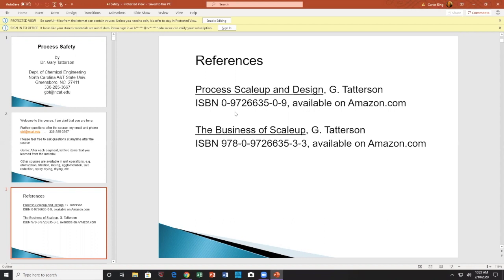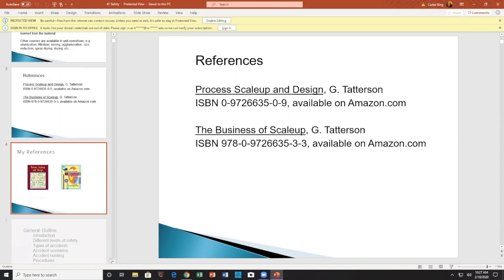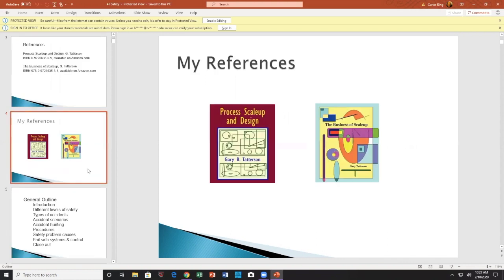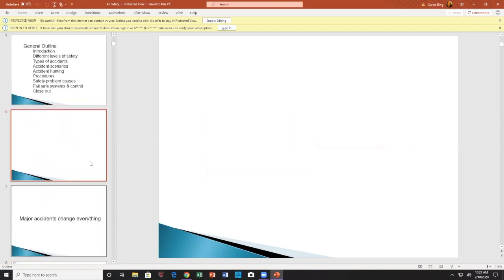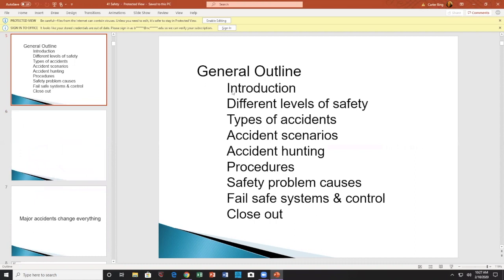Background to references that I use. This is all pretty much original. I don't think I've taken much from other people. Anyway, let's start out with an introduction, different levels of safety, types of accidents, accident scenarios, accident hunting, procedures, safety problems, fail-safe systems and controls, and a closeout.